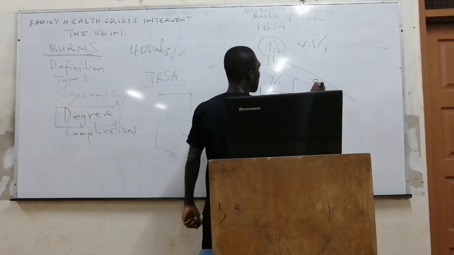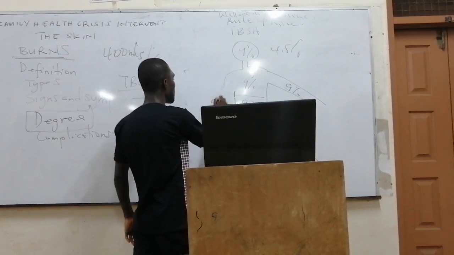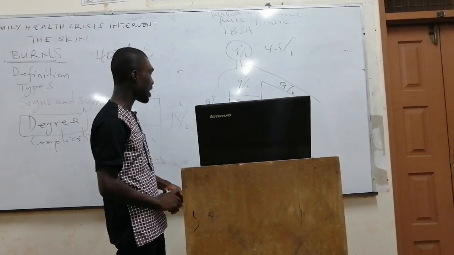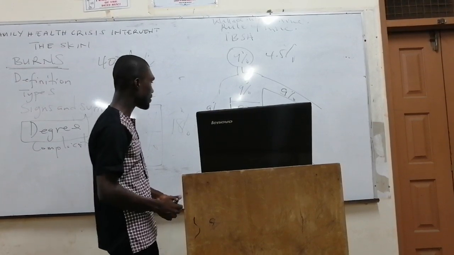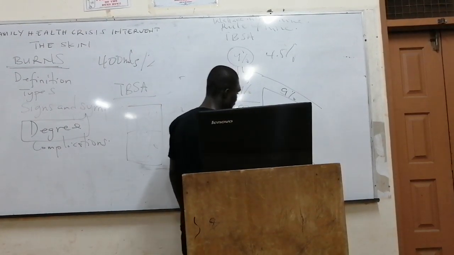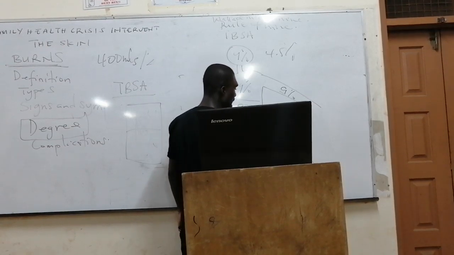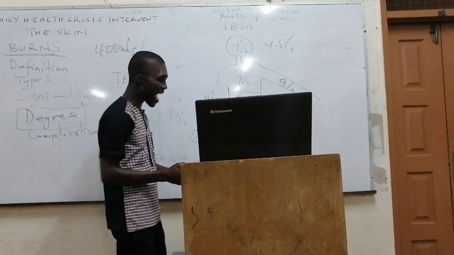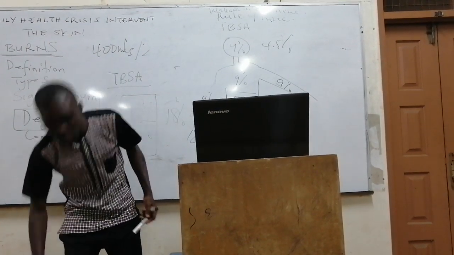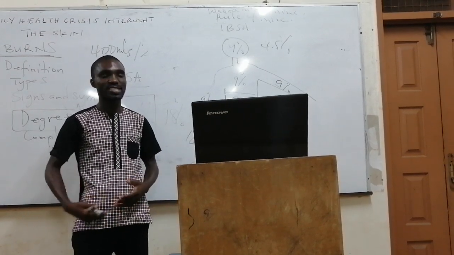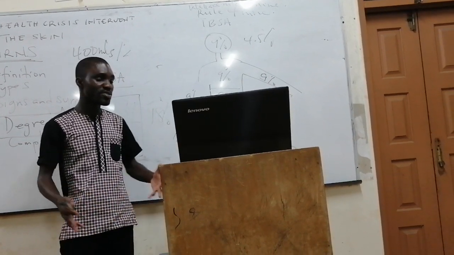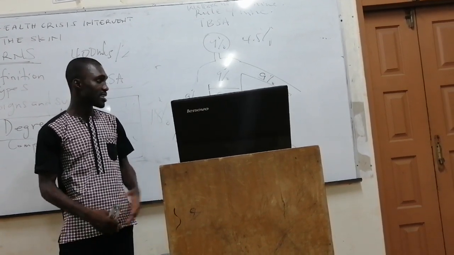The arm of the person is 9%. So the left arm is 9%. The right arm is also 9%. When you come to the legs, the whole leg is supposed to be 18%. So it means that the anterior part of the leg alone, when we do our subtractions, can be 9%, whilst the posterior part can be 9%. So the posterior and anterior part together can be 18%.